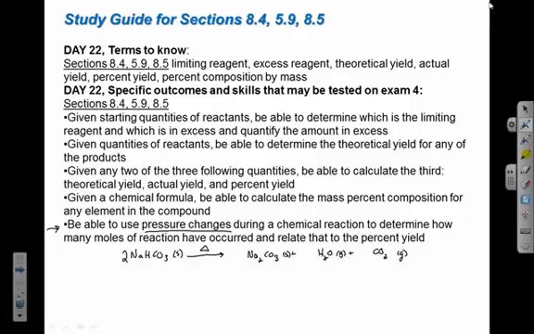So the question might say something like, starting with this solid in a container, maybe the container's sealed, I've got this solid here, I heat it up, and the pressure changes from maybe the standard 1 atmosphere pressure that the air around that solid would normally have, and it increases to 1.4 atmospheres.